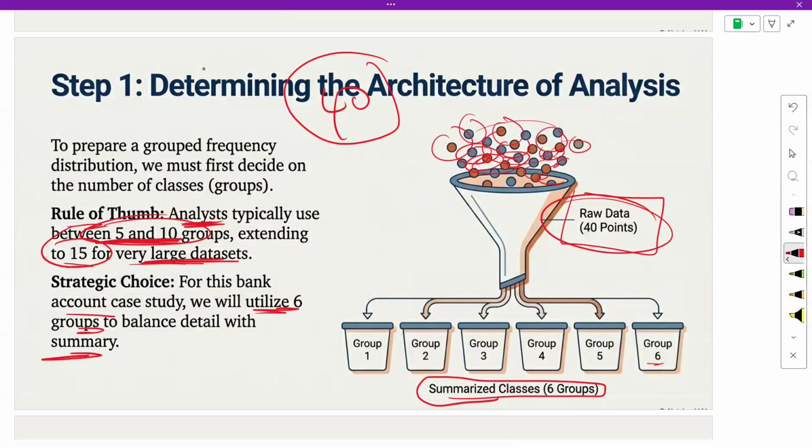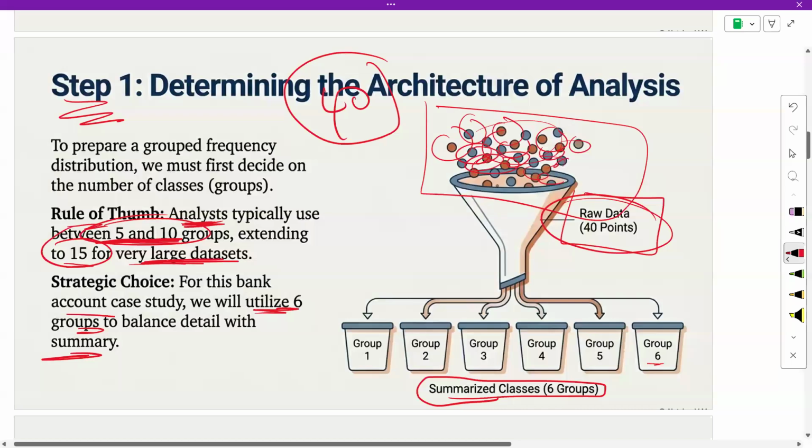So first we decided step number 1, how many groups. We decide how many groups. So this raw data set is going into 6 groups. These groups are called classes. There are 6 classes, 6 groups.